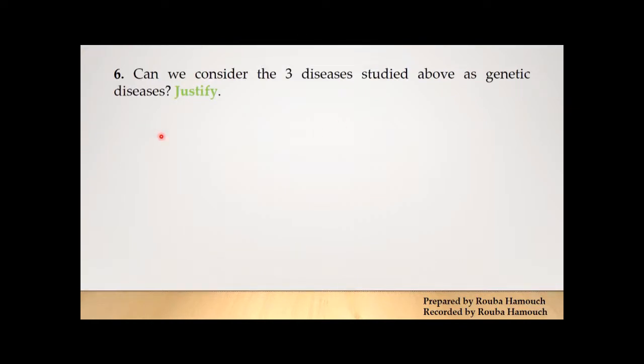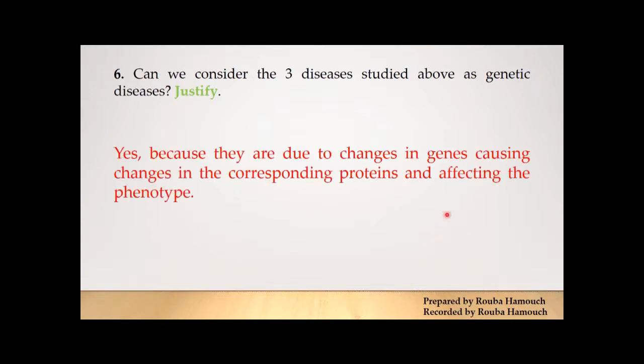Now, the two last questions for this session. Can we consider the 3 diseases as genetic diseases? Justify the answer. Of course, yes. Why? Because all the 3 studied diseases are due to an abnormality in the genes that affect the protein sequences, thus altering the traits or the phenotype. So all these diseases are due to changes in the genes, causing changes in the corresponding proteins and thus affecting the phenotype.